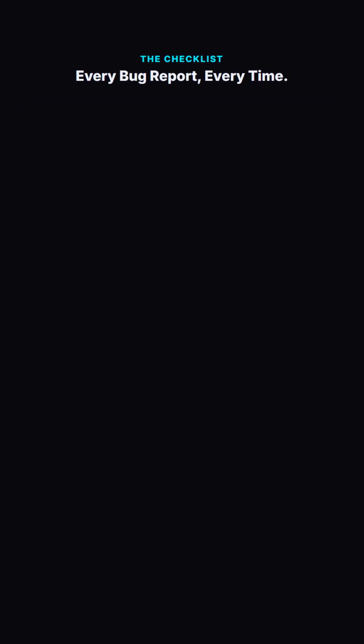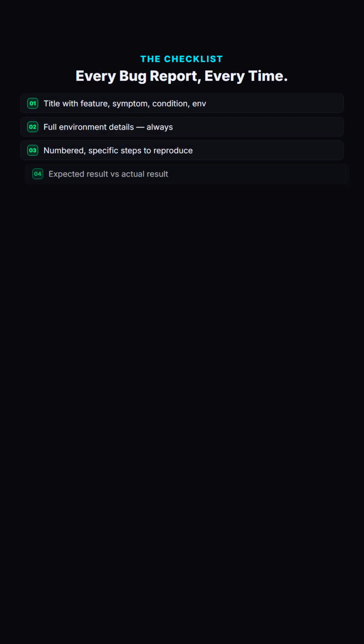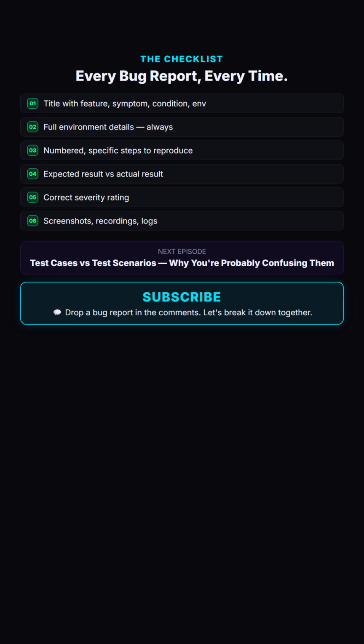That is the anatomy of a great bug report. Title that contains the symptom, location, and condition. Environment details. Numbered reproducible steps. Expected result. Actual result. Severity. Attachments. Get all 7 right and your bugs will get fixed faster, your credibility with developers will grow, and you will never have a report closed as cannot reproduce again.